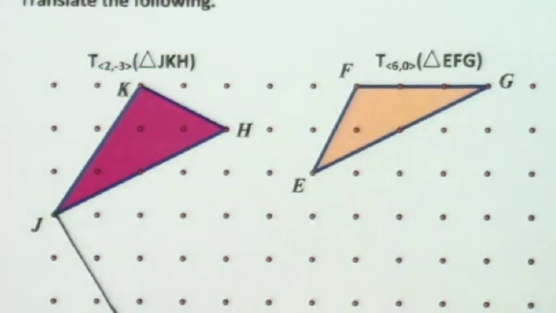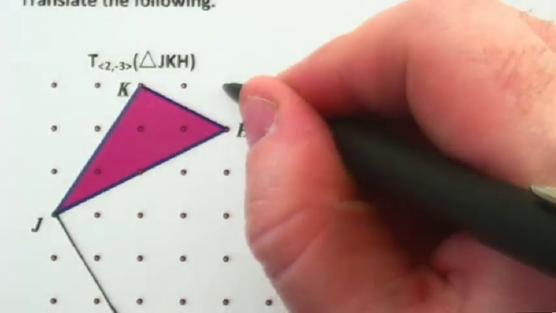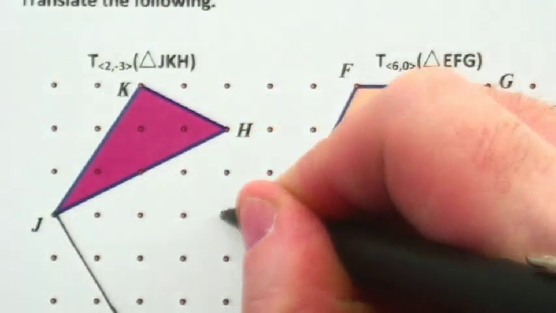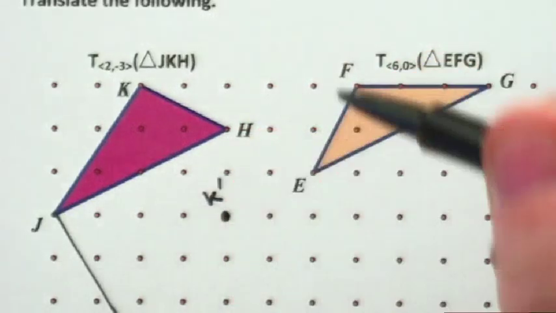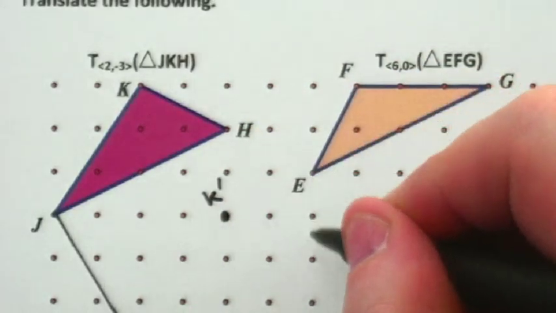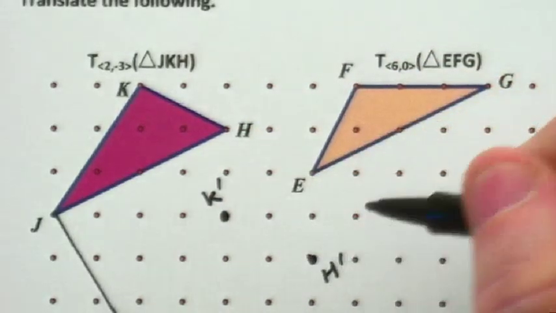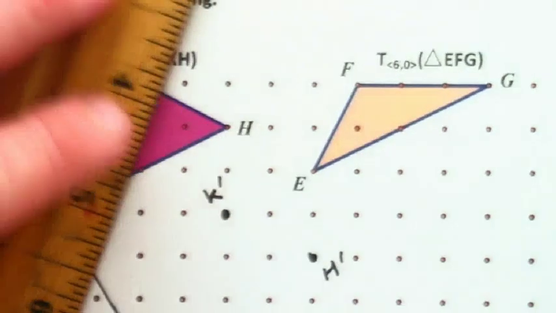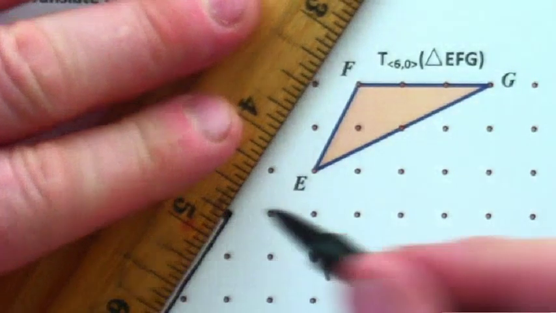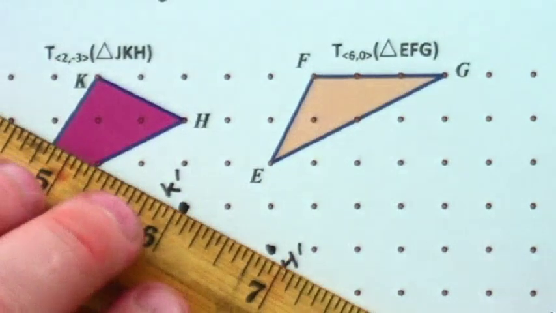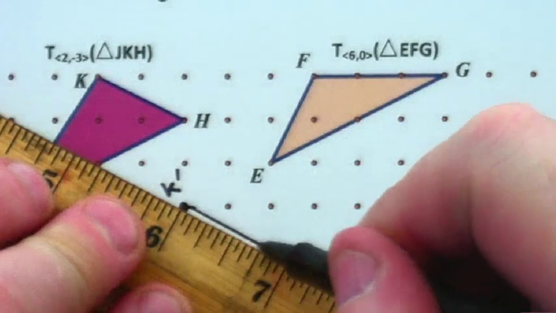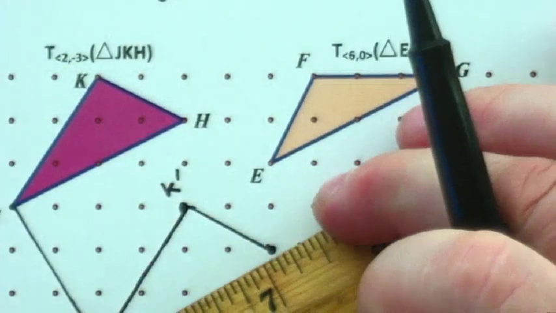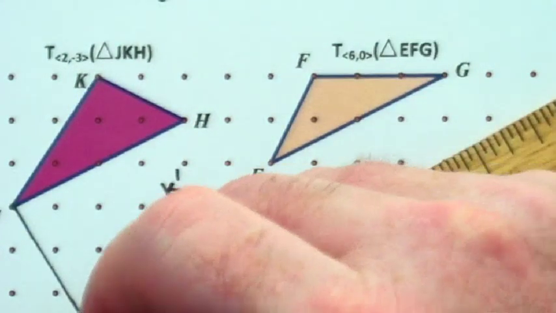All points will. Not only J will land there to be J prime. But K would go 1, 2 over, 1, 2, 3 down. Here's K. 1, 2 over, 1, 2, 3 down. Here's H. And just quickly we can put together our triangle. And we have our first translation.